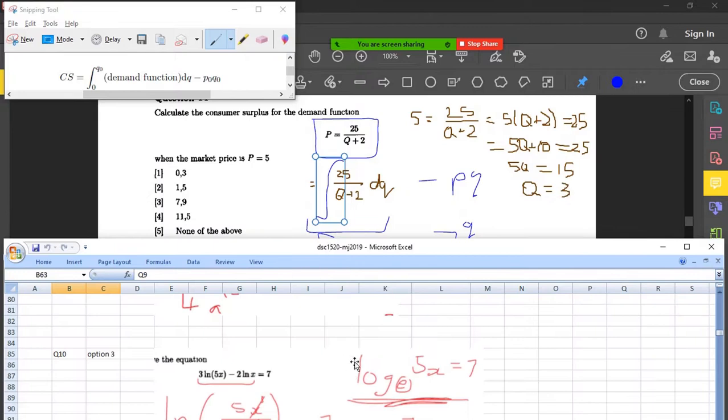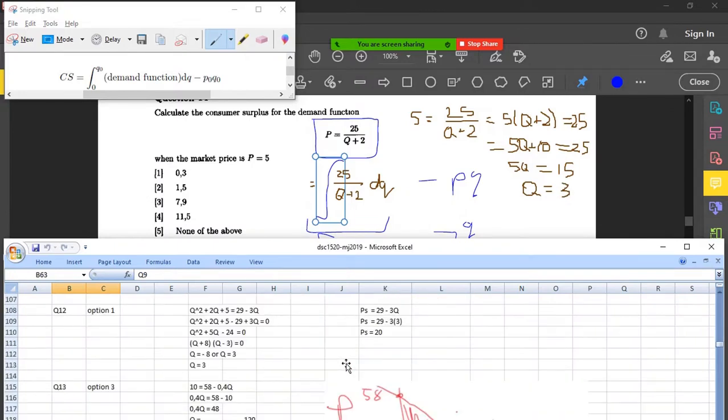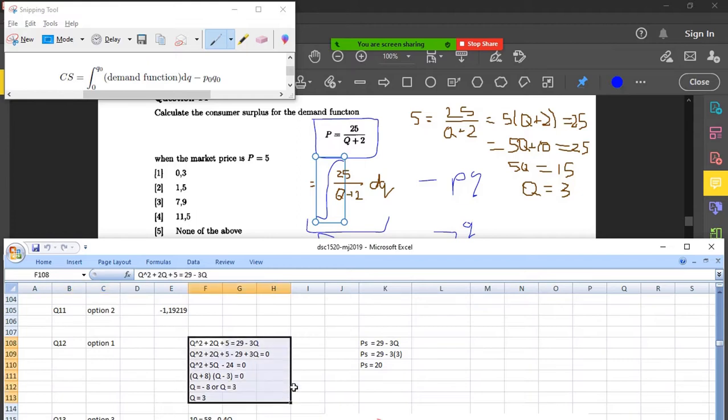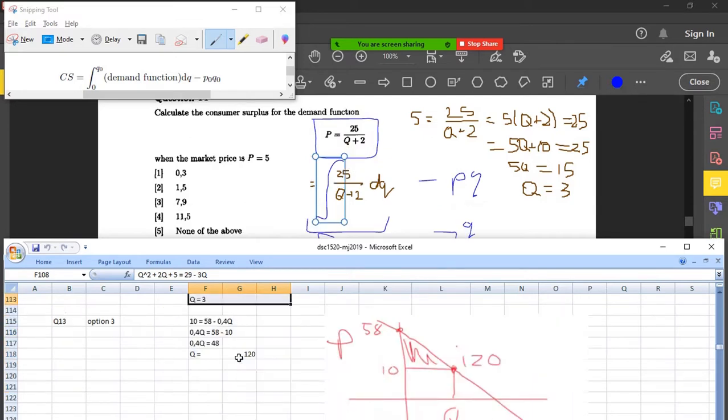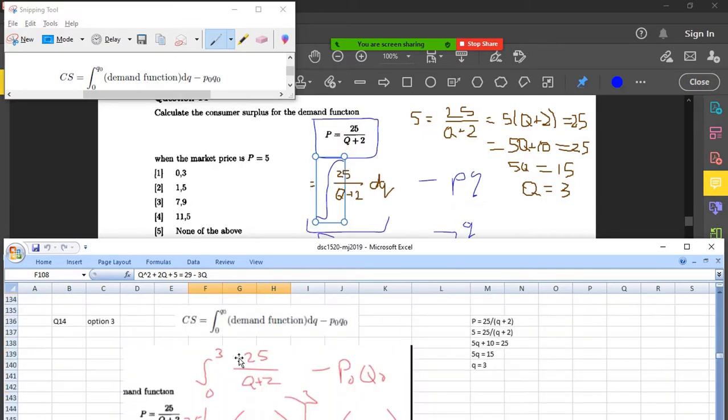Let's check if that was right. Was Q 3 here? Yes, Q was 3 there. Okay. So next then, this is the part that I struggle with, that I need to practice.